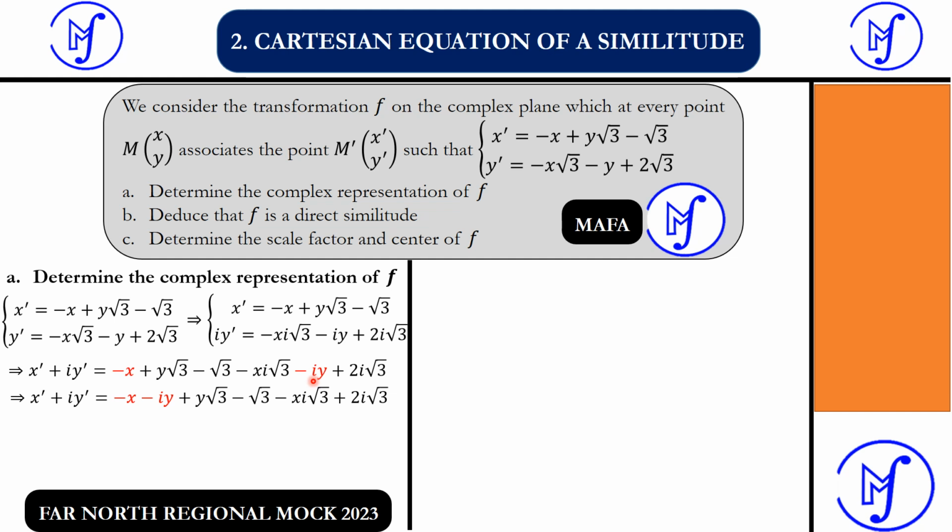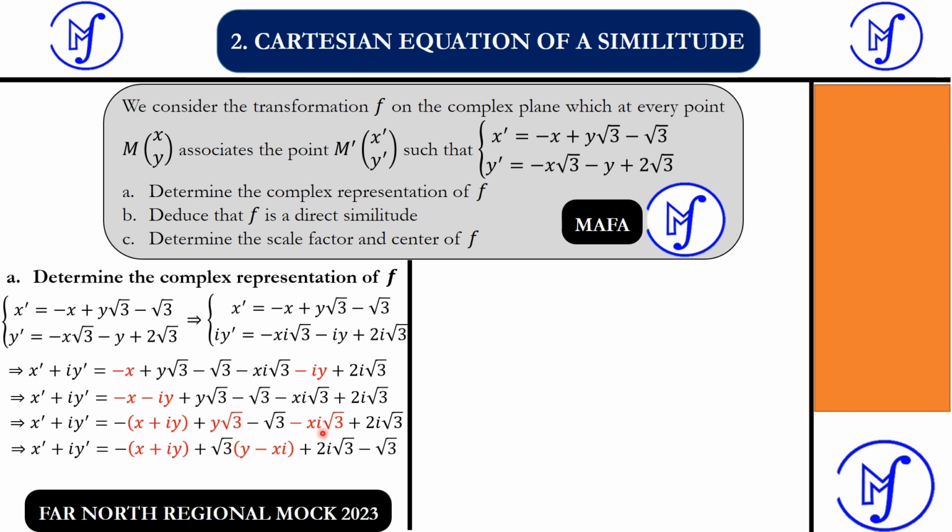I'm doing that because it is already giving me the instinct of getting z, because I know that my z is x plus iy. So bringing these two terms together, I can factor out the negative sign, and I have z already. Then I try the next simplifications. Now the next thing I'm going to pair is y root 3 with negative xi root 3. So I pair them together, and they have root 3 in common. So I have root 3 into y minus i minus xi. Then plus the remaining part, which is 2i root 3 minus root 3.